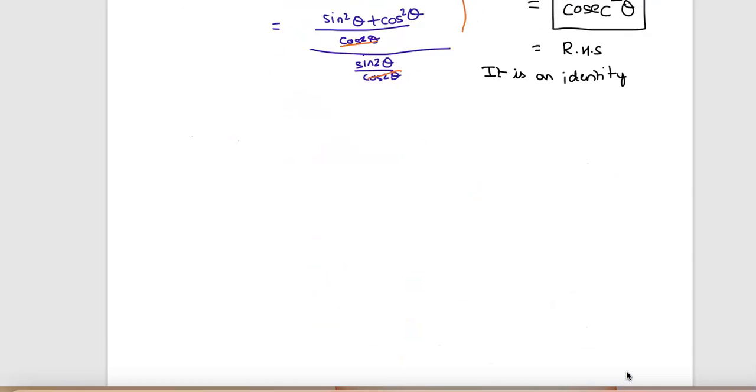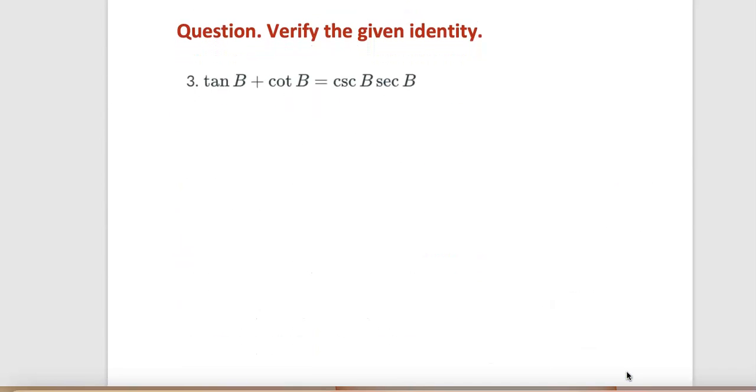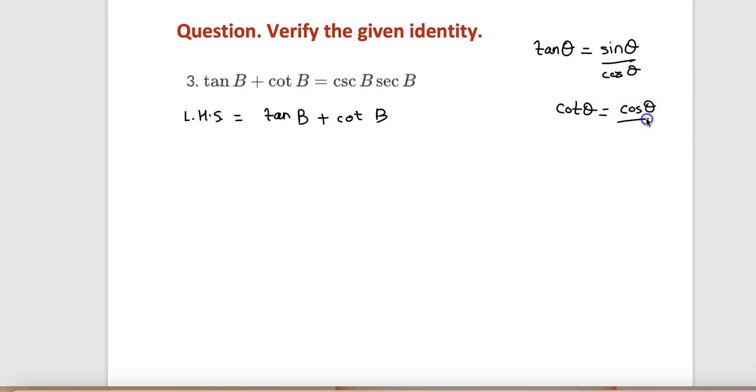Okay, now let's move to another problem. It says verify the given identity: tangent B plus cotangent B is equal to cosecant B times secant B. So what I will do is take my left hand side, tangent B plus cotangent B. Again I'm using my ratios. Tangent theta is equal to sine theta over cosine theta, and similarly for cotangent theta, that's cosine theta over sine theta.